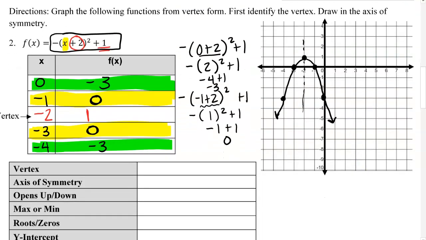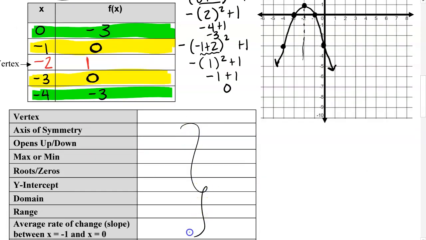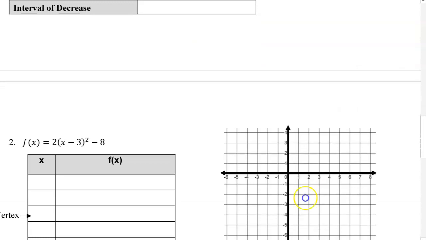Okay, so I'm going to skip where we analyze all the characteristics because we have a video that does that. So if you need help answering these questions, please locate the video previous to this one about characteristics of a quadratic. I'm going to go ahead and graph another vertex form.